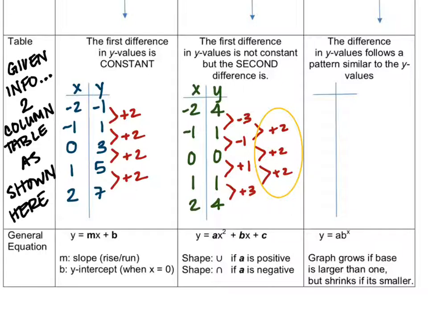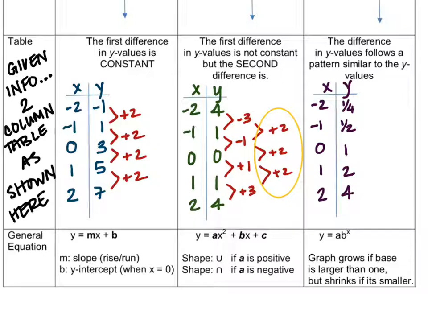Alright, let's take a look at what it would look like for an exponential function. For an exponential function, the difference in the y values follows a pattern similar to the actual y values. So let's take a look at a new table. If we have x and y values, and here we have some fractions, that's okay, we can work with them. We're going to start with -2 and 1/4, -1 and 1/2, 0 and 1, 1 and 2, 2 and 4.